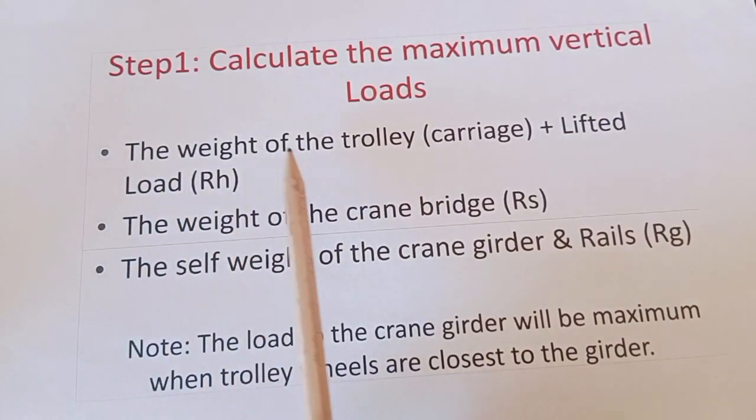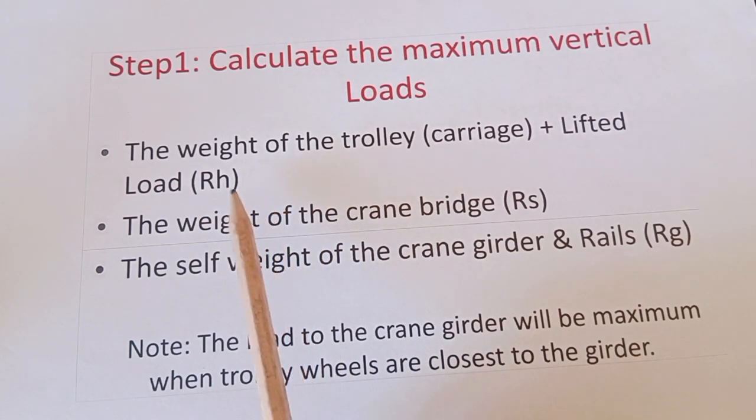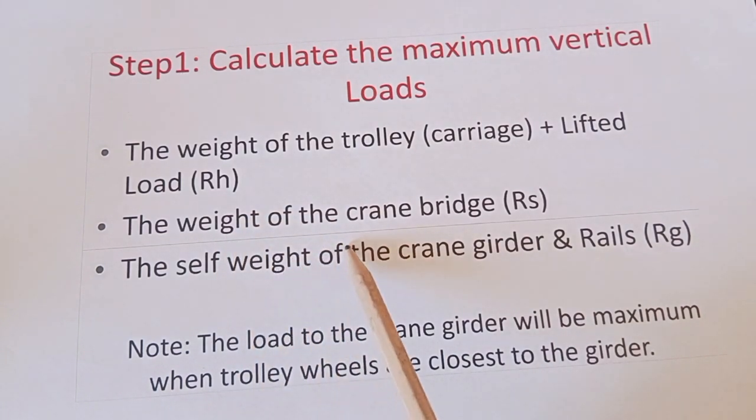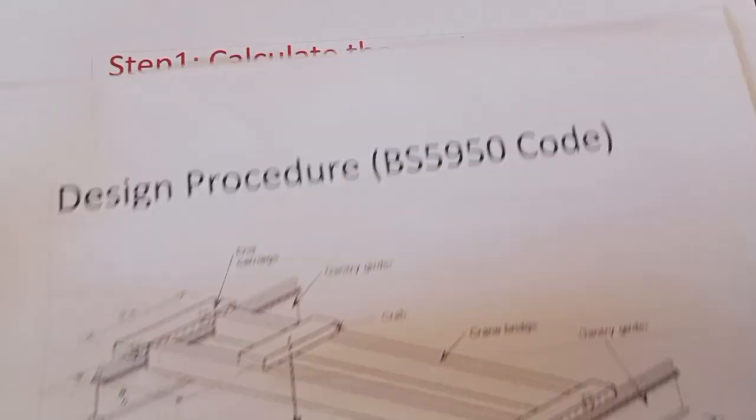The first one is the weight of the trolley. It is carriage plus lifted load. We say RH. The weight of the crane bridge, we say RS. And also the self-weight of the crane girder and rails, that's called RG here. Just note, the load to the crane girder will be maximum when the trolley wheels are close to the girder. We talk about these things.